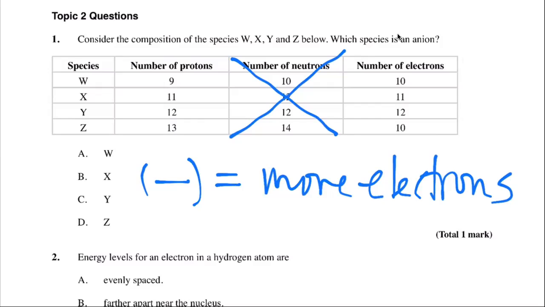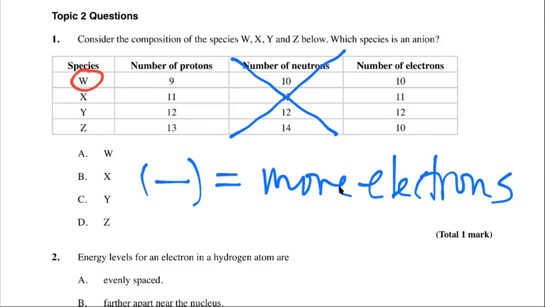What do you guys think? The Z species. More electrons than protons? Oh, did I say it backwards? Sorry. Remember, we're looking for the one that has more electrons. It's the species W. Yeah, so it's W.